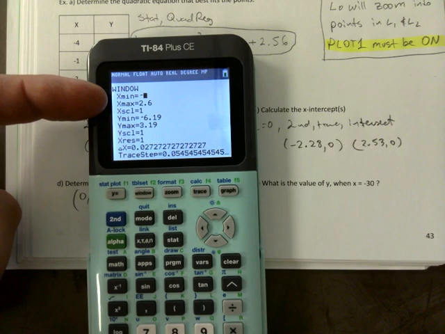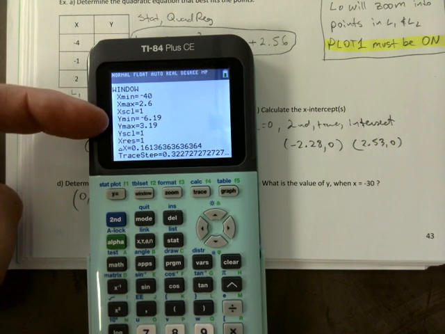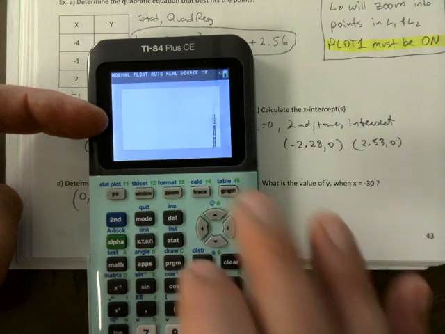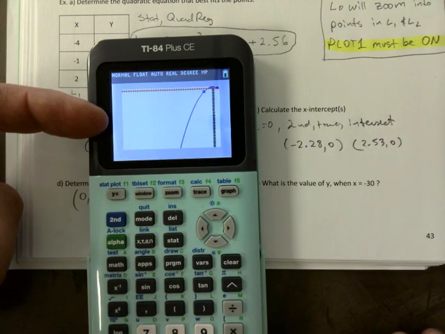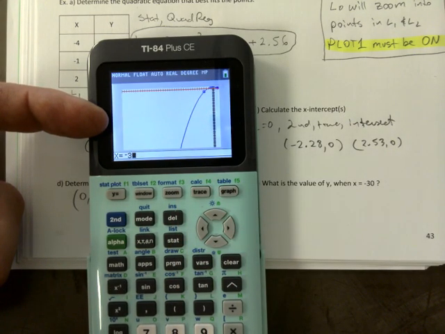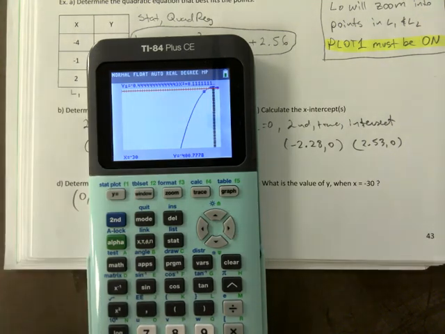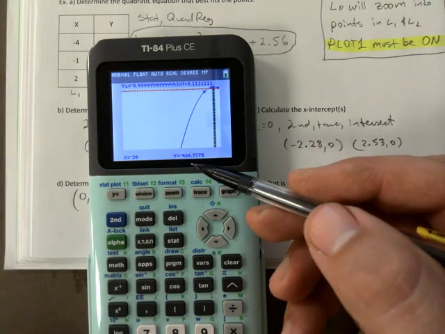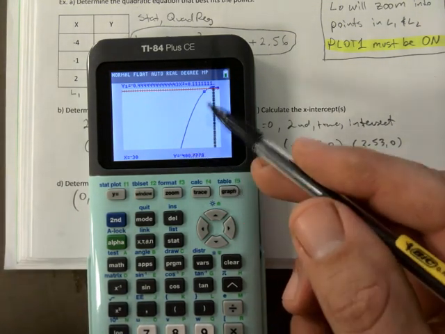X-min, I'm going to go negative 40. And my Y-min, I'm just going to go negative 100. Let's see if that's going to work. Second trace 1, negative 30. There you go. It's supposed to be negative 400, but it already worked.